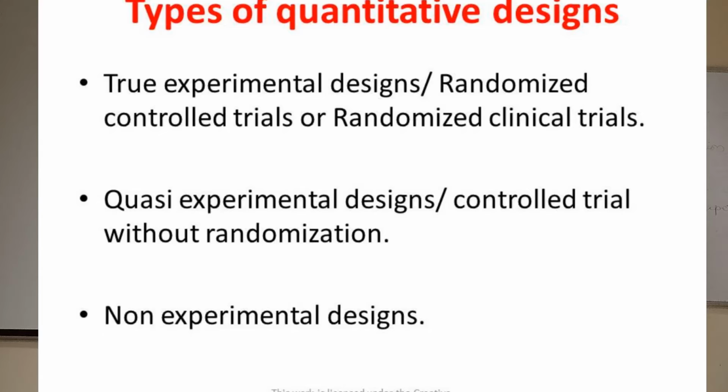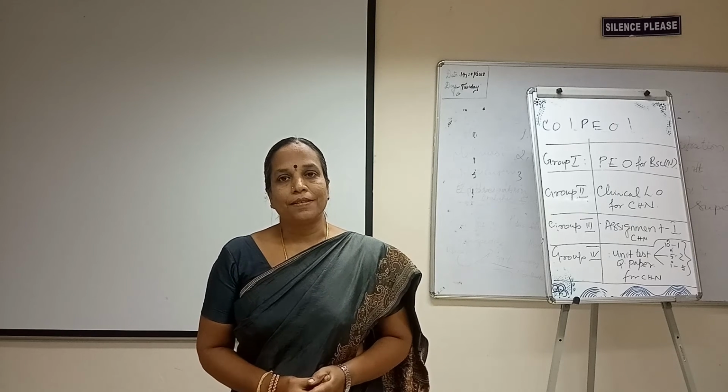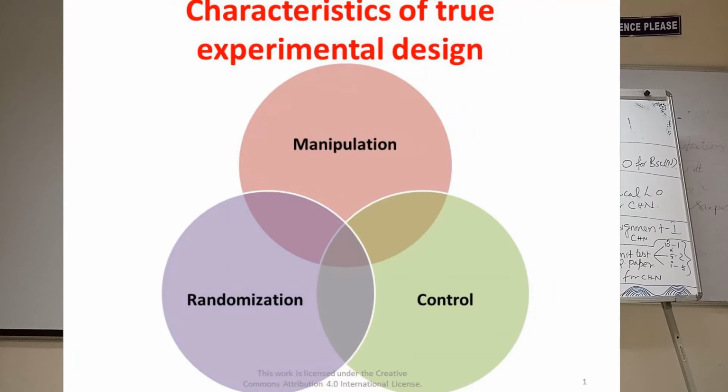Now we'll discuss the types of quantitative designs. The quantitative designs are broadly categorized into three groups. The true experimental design, which includes randomized control trials or randomized clinical trials. The quasi-experimental design, which is otherwise called a controlled trial without randomization. And the last is non-experimental designs. To call it an experimental design, there must be three characteristics, that is manipulation, randomization and control.